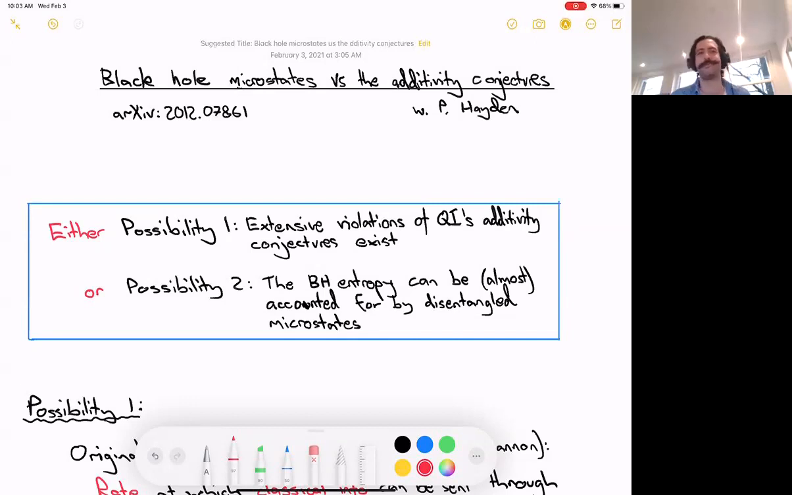Take it away. Okay. Awesome. So yeah, thanks very much for asking me to come talk. So yeah, this is the paper that came out back in December, written with Patrick Hayden.